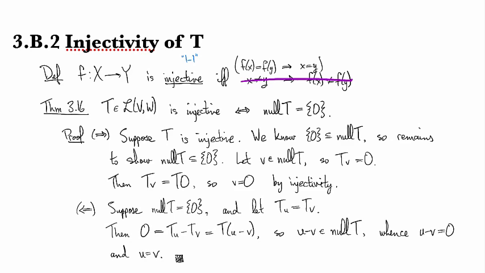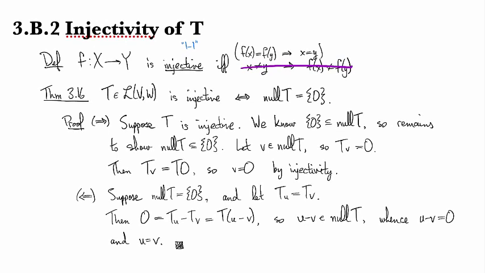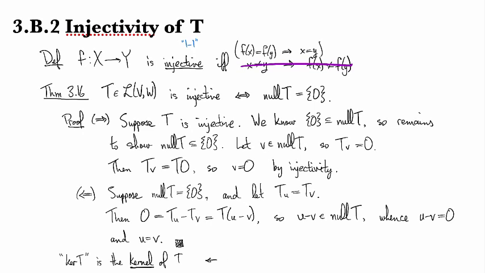Oh, and maybe while we're here, just before I leave, I forgot to mention this in the last clip, but sometimes the word kernel is used. And this is just a synonym for the null space. I've actually seen null space used more for linear maps specifically defined by matrix multiplication, and kernel of T is like the more general thing, but whatever.